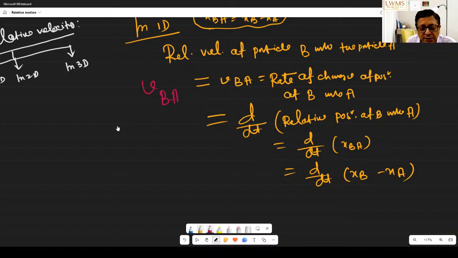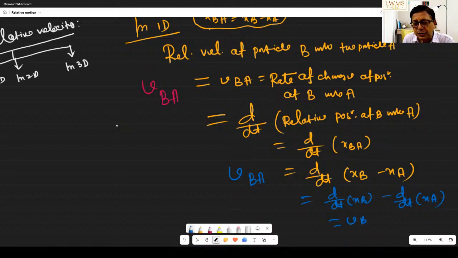Maybe this ink is not suitable for you, I am changing it. I am writing VBA. Since velocity is a vector quantity, we will just put a vector sign above it. But in 1D, we need not put it. Just rate of change of position will be enough. What is d/dt of XB? This is VB. What is d/dt of XA? This is VA. So VB minus VA.